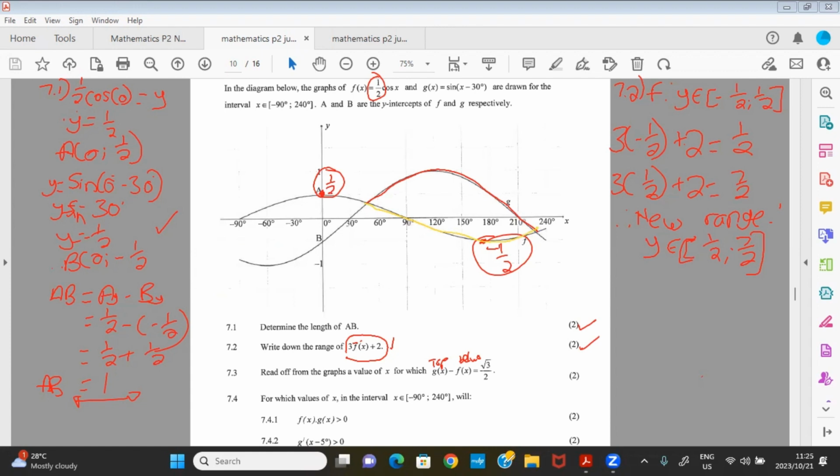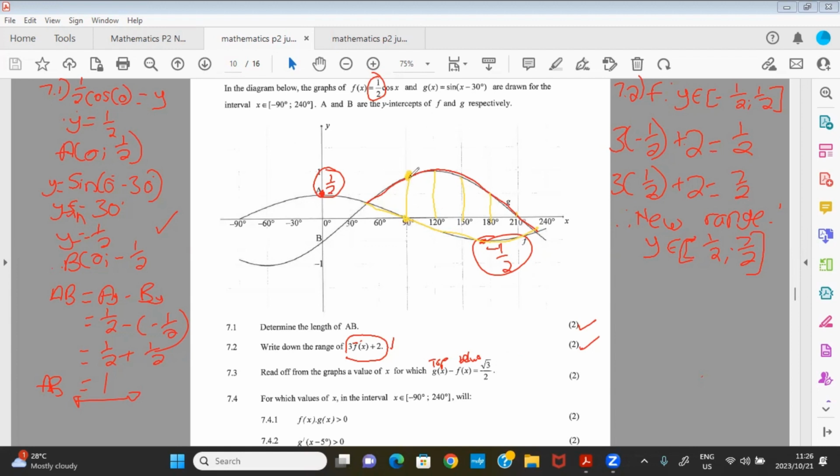They're saying read off, so that's something you can read off. Another thing I want you to see now: root 3 over 2 is what you get from a special angle. So it can be any value between here, it can be 90, 120, 150, 180, 210, whatever, because I'm subtracting a point from here and from here, and then I'm getting root 3 over 2.